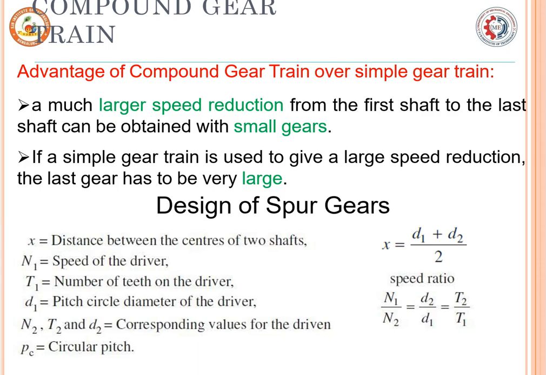Here x is equal to the distance between the centers of two shafts, n1 is equal to the speed of the driver, t1 is equal to the number of teeth on the driver, d1 is equal to the pitch circle diameter, n2, t2 and d2 are the corresponding values for the driven, pc is equal to the circular pitch. Like this you'll be able to calculate.